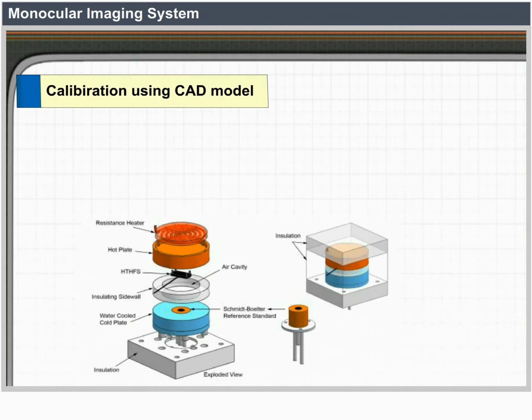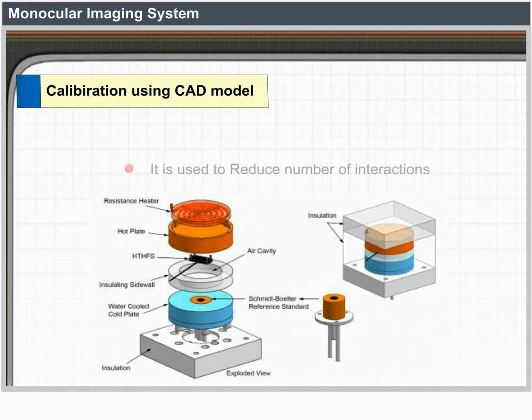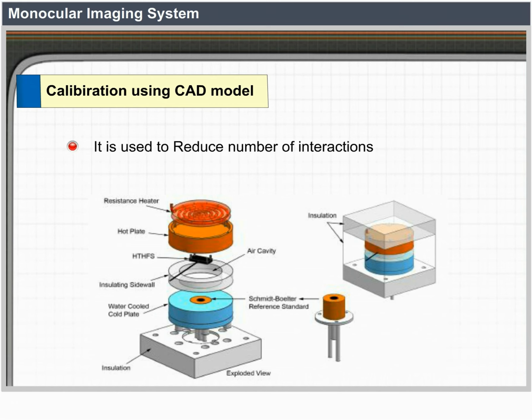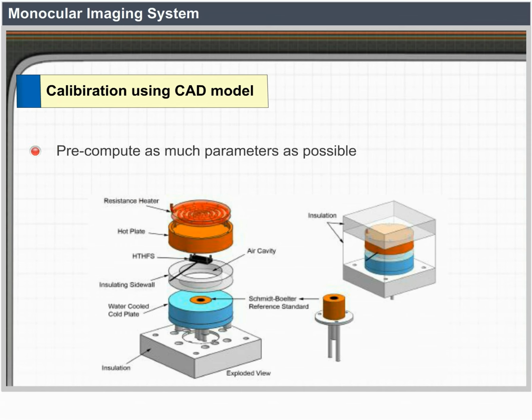Calibration using a CAD model. It is used to reduce the number of interactions and pre-compute as many parameters as possible. More stable, less user input required.